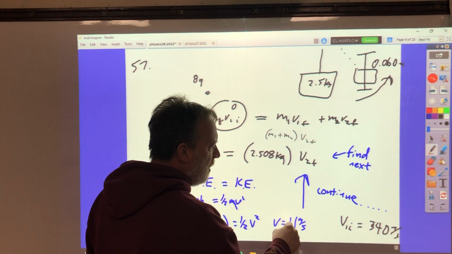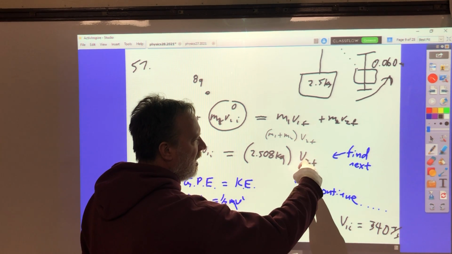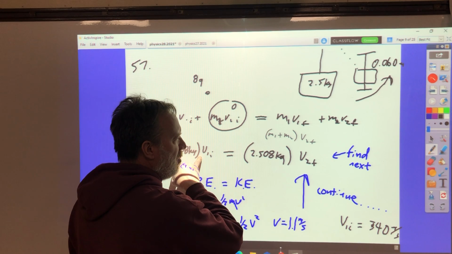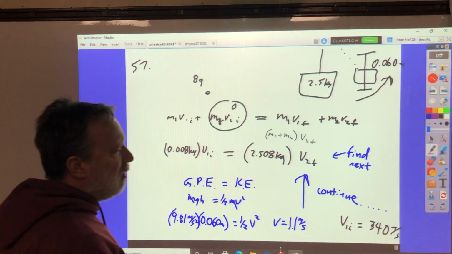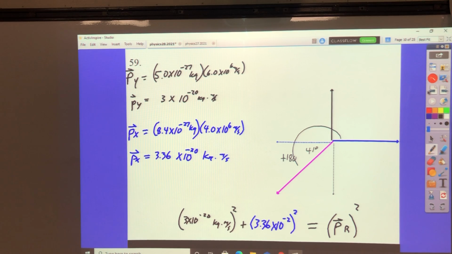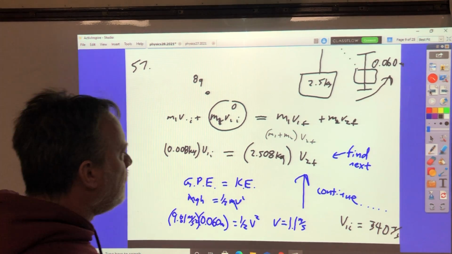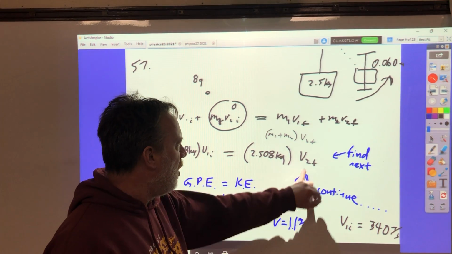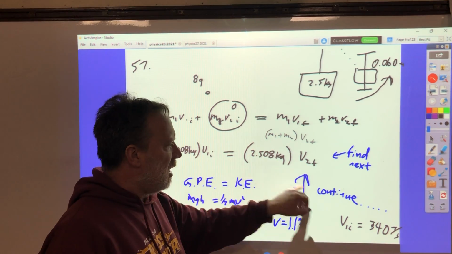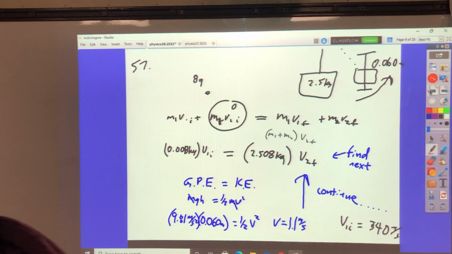Now that we know that this is 1.1 meters per second, we can substitute back in here, and this comes out to be 340 meters per second for the velocity of this bullet. And that is shown, oops, not on the next page. You can try that. 1.1 times 2.508 divided by 0.008 comes out to be 340 meters per second.